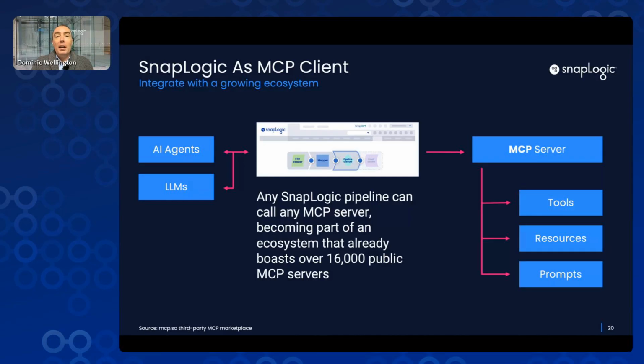So SnapLogic pipelines already today can act as MCP clients and access all of that information and that functionality exposed by third-party MCP servers running elsewhere outside the SnapLogic platform. There are over 16,000 just on one particular MCP marketplace that I found. So that's an enormous richness that you can access directly from your SnapLogic pipeline.